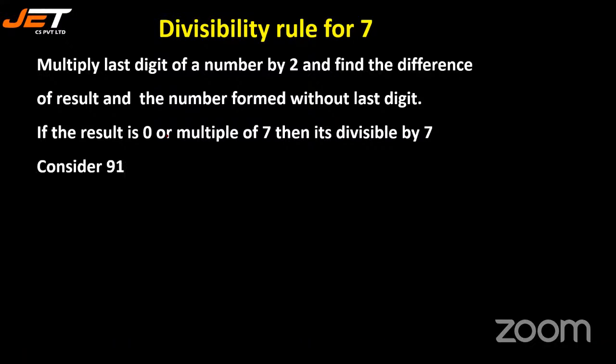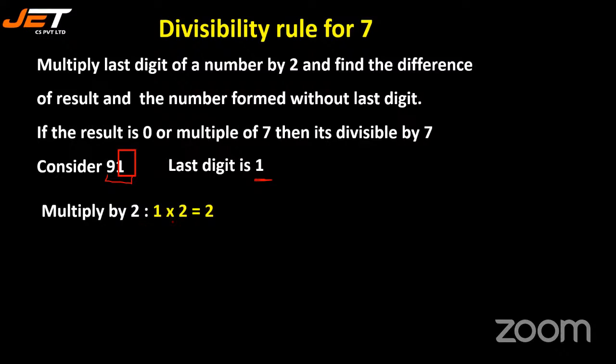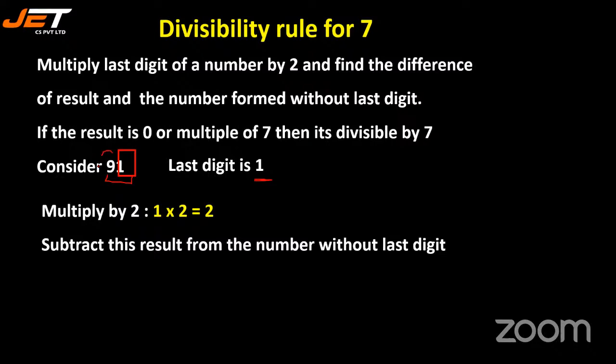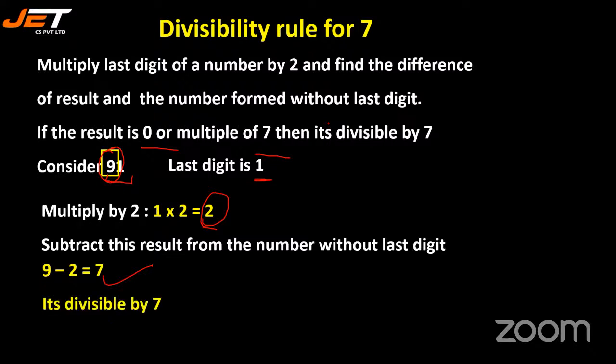Now let's see. Over here, we have 91. Last digit is 1. I will multiply the last digit by 2. 1 times 2 is 2. Now, from the remaining number, which is 9, I will subtract 2. 9 minus 2 is 7. If this is a multiple of 7 or 0, that means that number is divisible by 7.